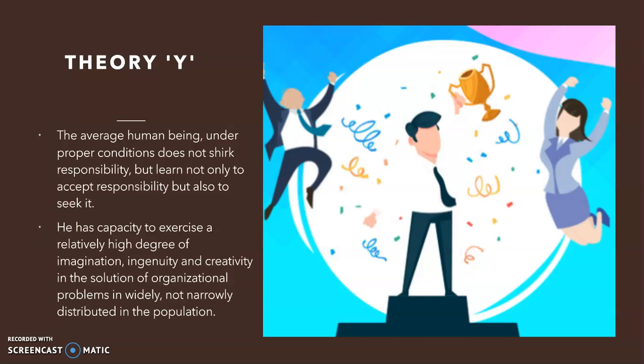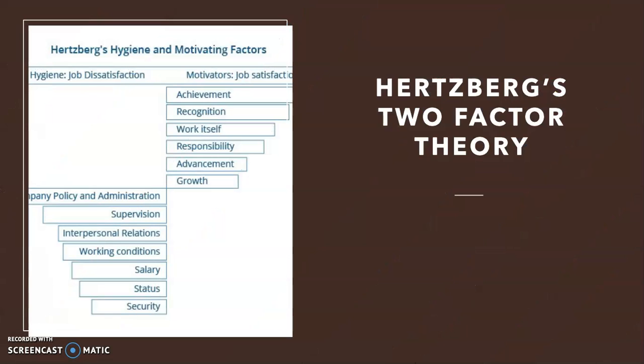and the work. Our next theory is Herzberg's two-factor theory. And what did he explain here? So, let's take a look.